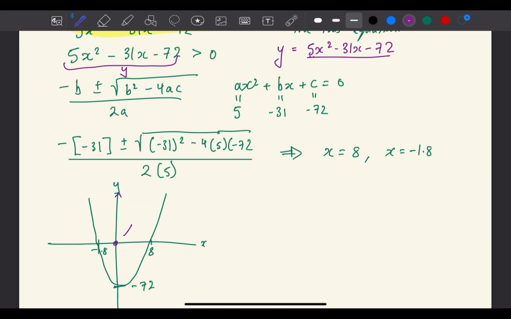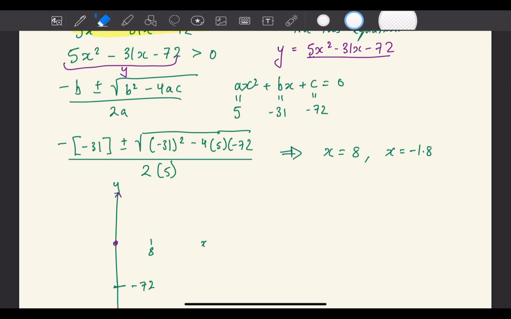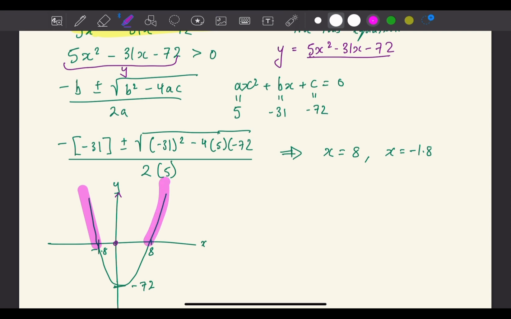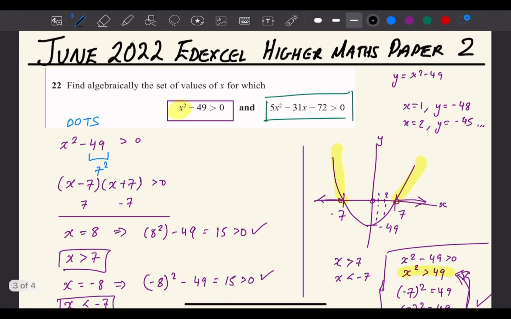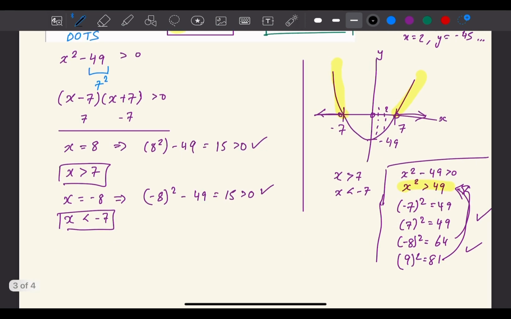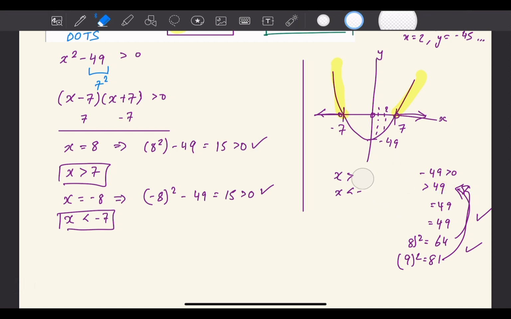So this is the point that y is equal to 0 at the center there. Well, I mean, that's not where the graph would be, but yeah, that's y is 0. Everything for which y is greater than 0 is here on the graph and here on the graph. Okay, so basically the values of x for which y is greater than 0 is x is greater than 8 and x is less than minus 1.8. Again, just using the same explanation here. Okay, just to sort of help with explaining it.